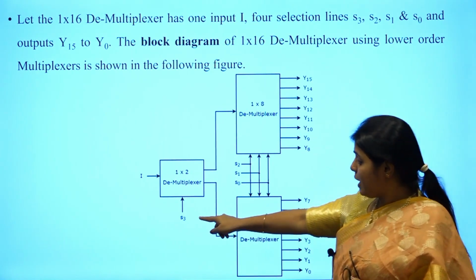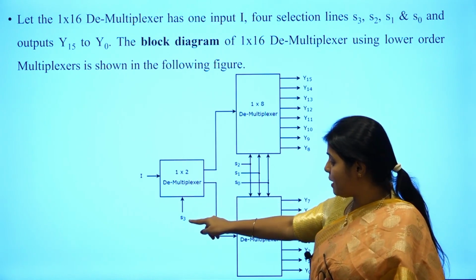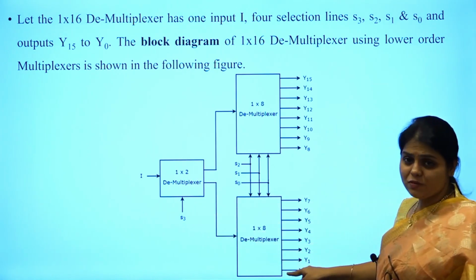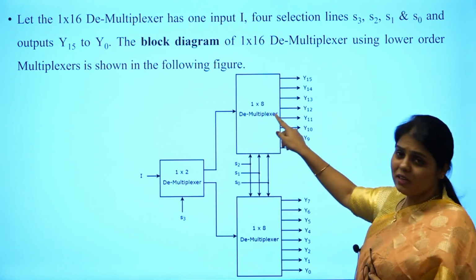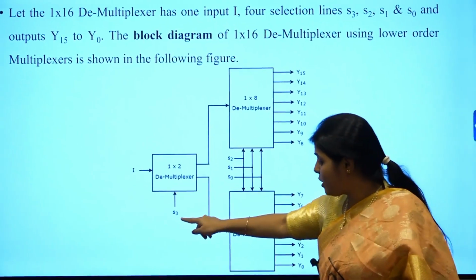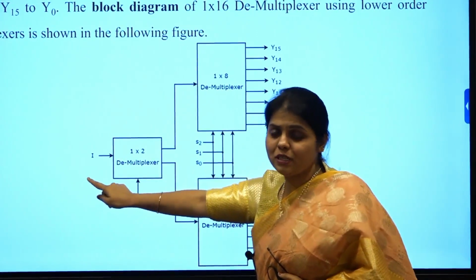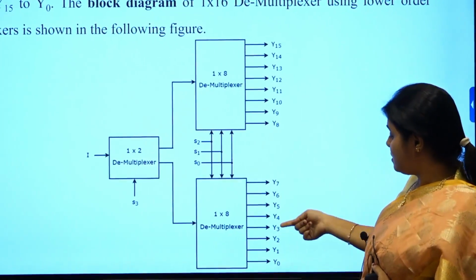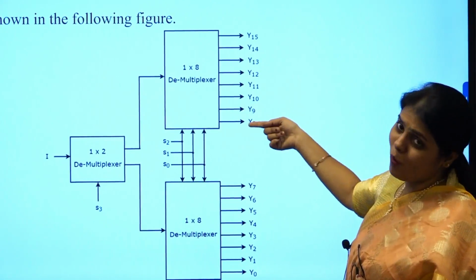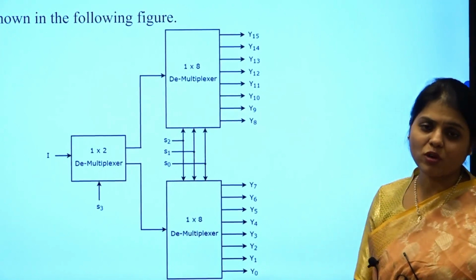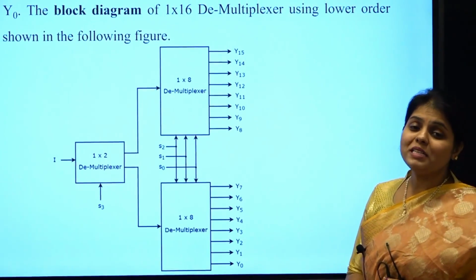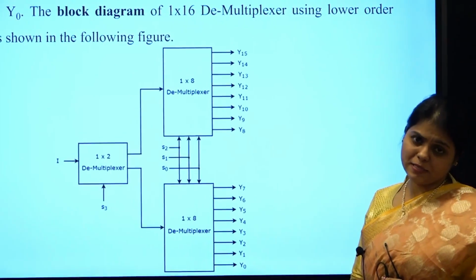S3 is given to the 1/2 demultiplexer. If S3 is 0, this will be activated. If S3 is 1, this will be activated. Depending upon S3, S0, S1, S2, this input I will appear either at Y0 to Y7 or Y8 to Y15. So this is all about the 1/16 demultiplexer.